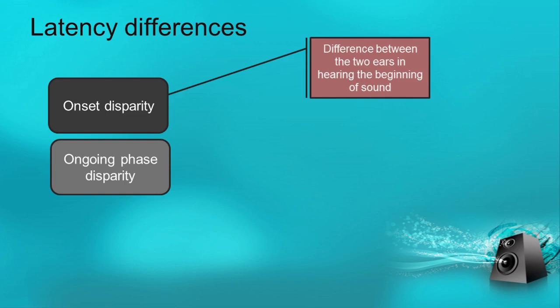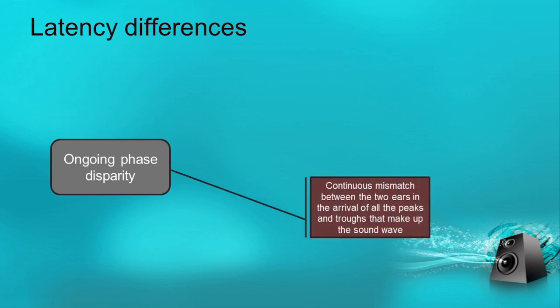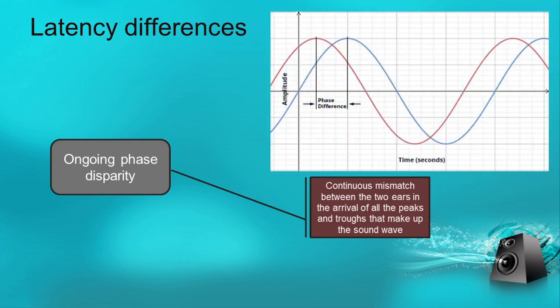The ear that is closer to the sound source will hear first and the opposite ear will hear a little later. Ongoing phase disparity is the continuous mismatch between the two ears in the arrival of all the peaks and troughs that make up the sound wave. You know that sound wave is having a peak and a trough. Since the sound waves reach the two ears at different times, there will be an ongoing phase difference. This also helps in locating the direction of sound source.